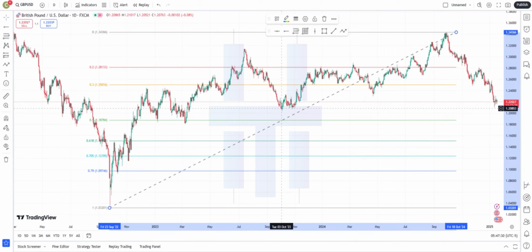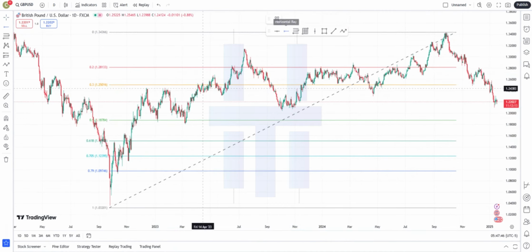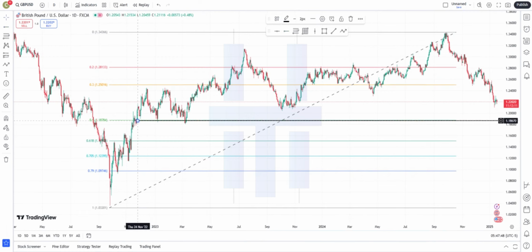All right. So this is the price range from this low up to this high here. You can see it's a price range. This black line is the equilibrium of this price range from here up to here. So usually the market will come down to the 50%, which is the equilibrium here. It shows that the price is balanced.